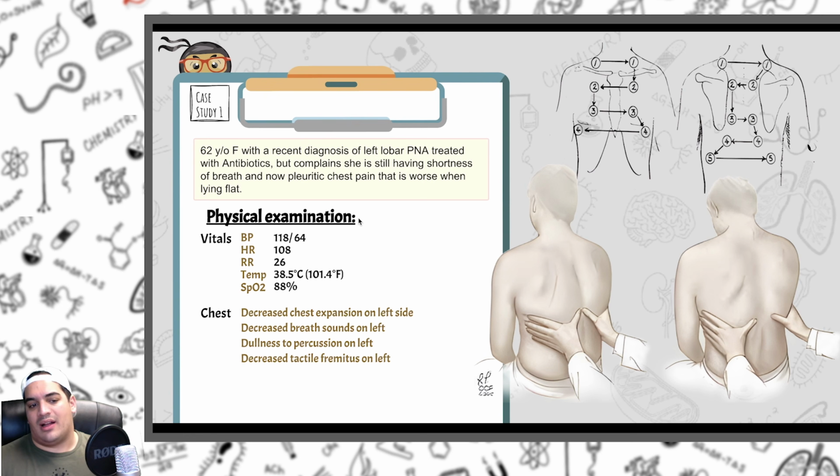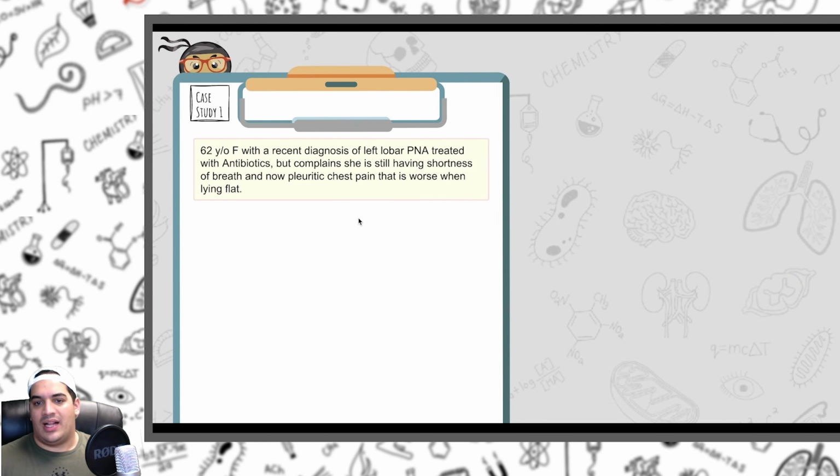And then decreased tactile fremitus. Not really supportive of a pneumonia finding, more supportive of potentially a pleural effusion. So I would say this is definitely supportive of likely some type of pleural fluid. Whether that's infected or non-infected, I'm not completely sure yet. But how do I really get started on this? I'm going to get a chest x-ray.